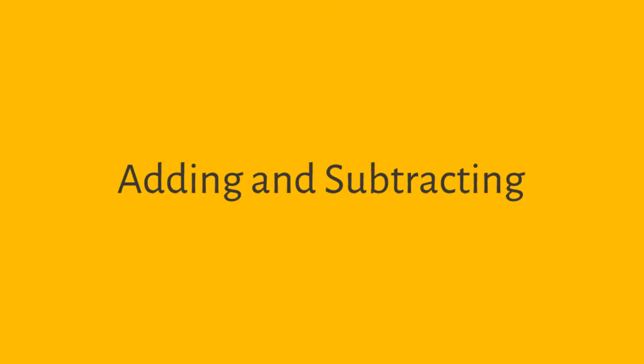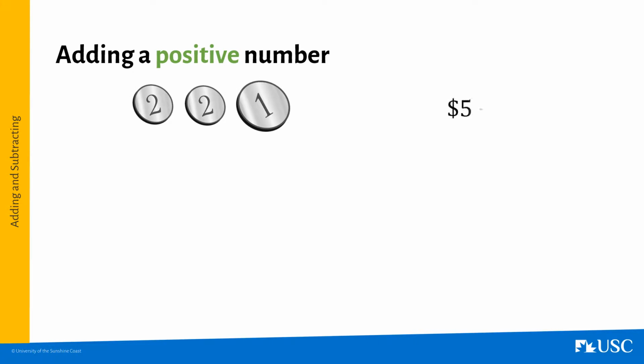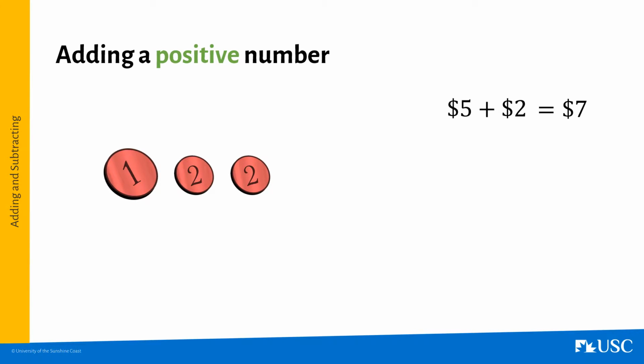Let's see how we add and subtract integers. Let's start off by adding a positive number. For example, if we have $5 and we add $2, we'll end up with $7. Our balance has increased. Starting with a debt of $5 and adding $2 once again, we can pay off part of that debt, leaving us with a debt of $3.